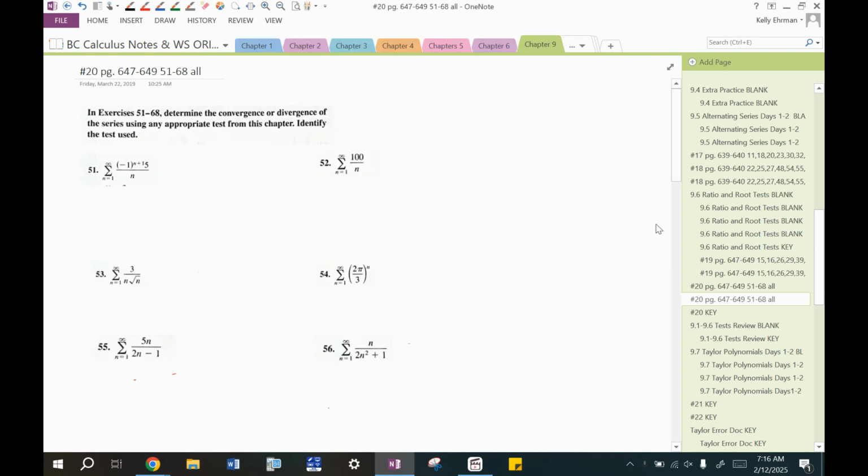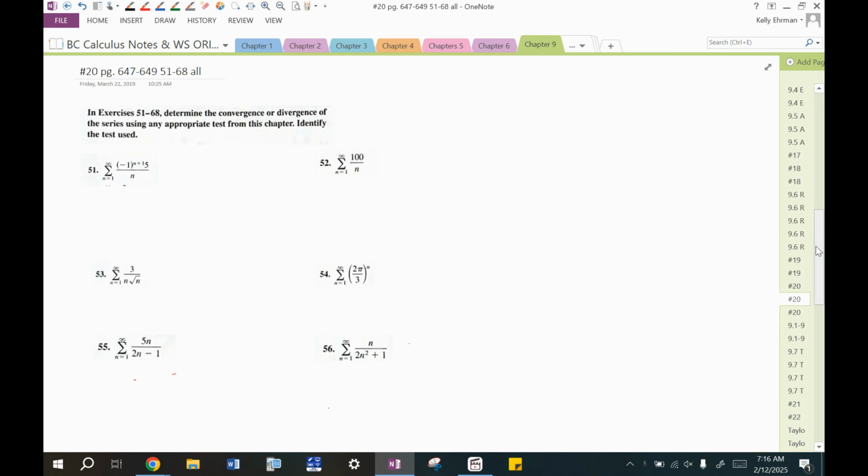All right, we are on assignment number 20, which is kind of like our first round of review. It just says determine the convergence or divergence of the series using any appropriate test from this chapter. So all of our tests are in play. First one I see looks like it could be alternating series tests, so I always try that one first because it's nice and easy if it works.